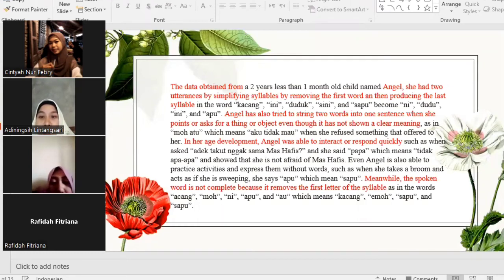Data obtained from Angel: she had 2 utterances by simplifying syllables, removing the first word and then producing the last syllable. Angel has also tried to string 2 words into 1 sentence when she points or asks for a thing or object, even though it has not shown a clear meaning. In her age development, Angel was able to interact or respond quickly. Meanwhile, the spoken word is not complete because it removes the first letter of the syllable. Next slide.